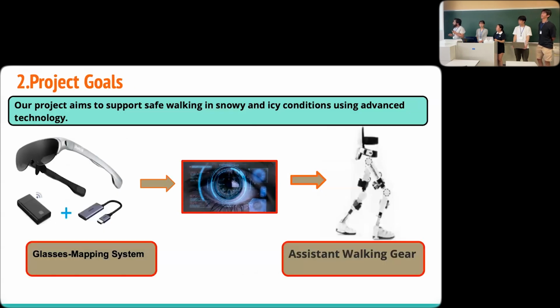So these are the goals. We are making glasses which make the mapping system, with assistant gear. First, our glasses capture the condition of the area where there is a hazard, where it's slippery, and other conditions, which are detected automatically, and this detection data is then automatically transferred to the working gear. The working gear helps to slow down people when they walk. So these are our goals. So next.